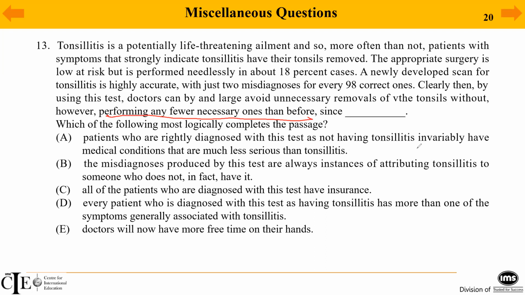Then even if you avoid the surgery for those people, it is not dangerous. What if those people require surgery and this test is misdiagnosing them? Then this test will not be effective as far as this condition is concerned. Because then they would have performed fewer necessary ones. So previously, if they are performing 100 surgeries, they are needlessly performing on 18 cases.